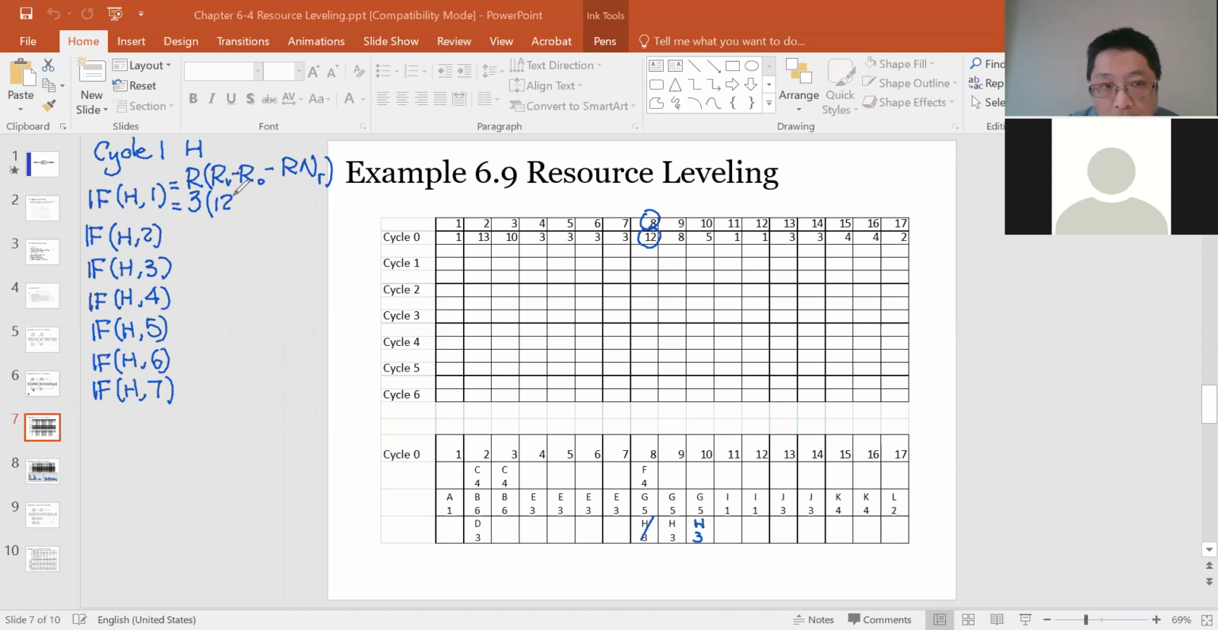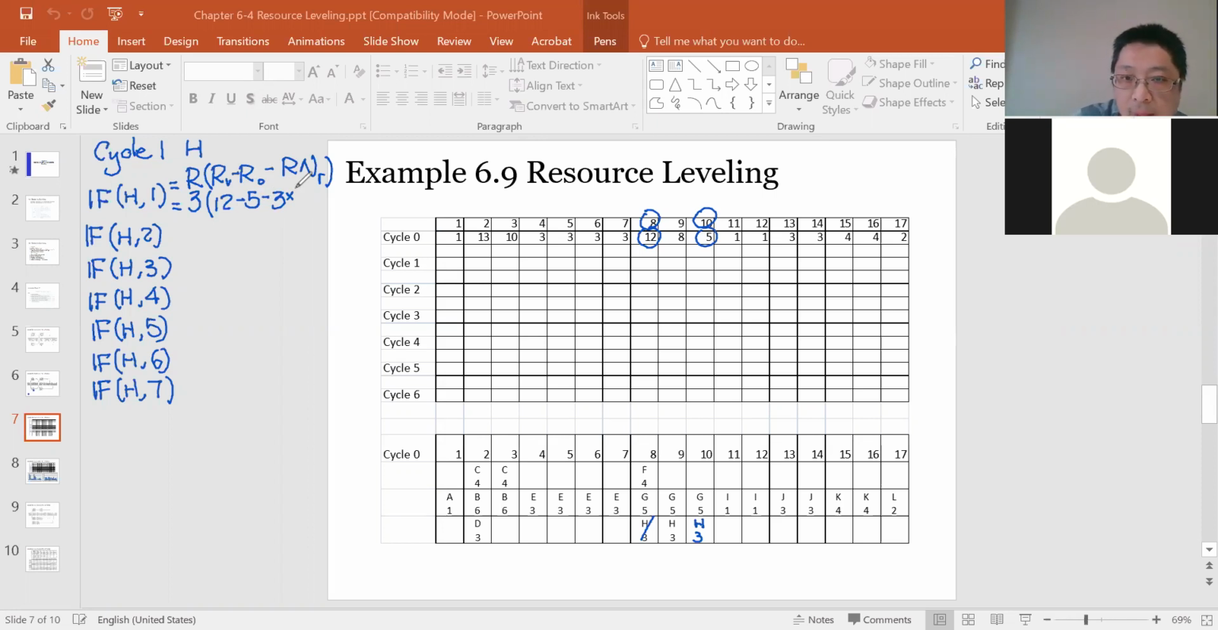Which day did I occupy? Day 10. Very good. I occupied day 10, and on day 10, this is 5. So my RO is 5 then. And R, again, is 3 multiplied by NR.